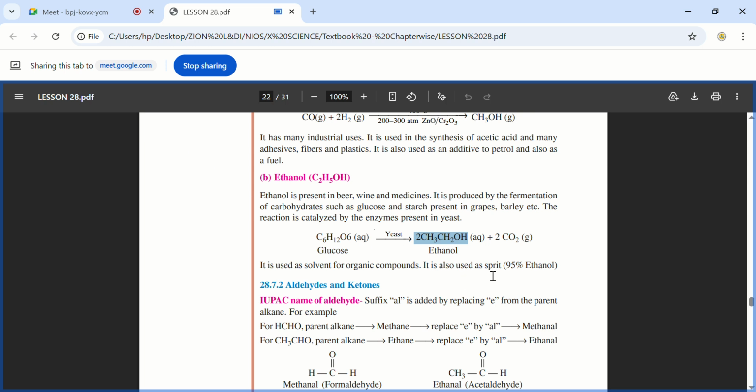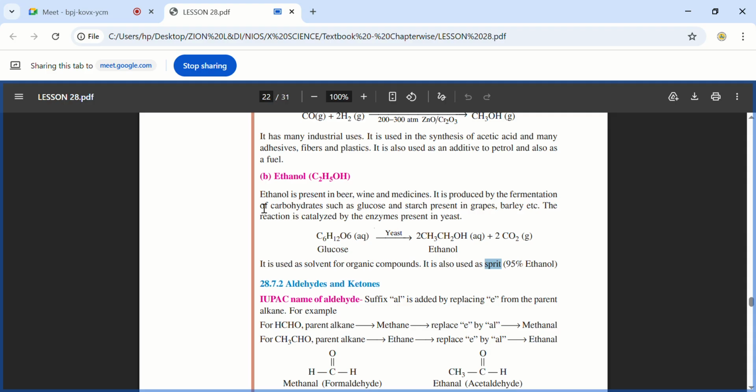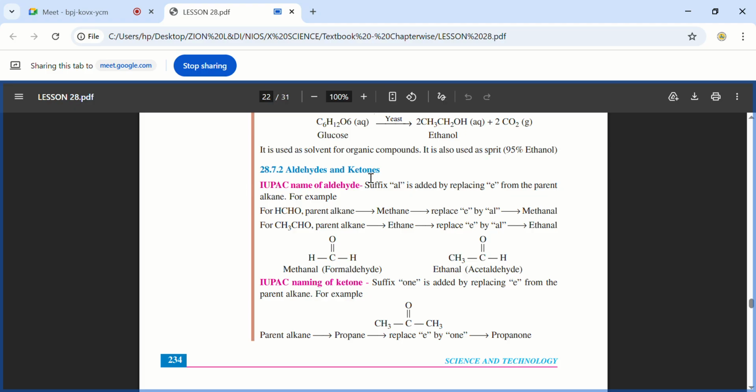So they're saying spirit, right? This is not the Sprite that we drink, not the green bottle. This is used to clean your injury. If somebody has fallen down and got some injury near the knees, somewhere they'll use spirit to clean it up. Okay, is it clear? Okay.